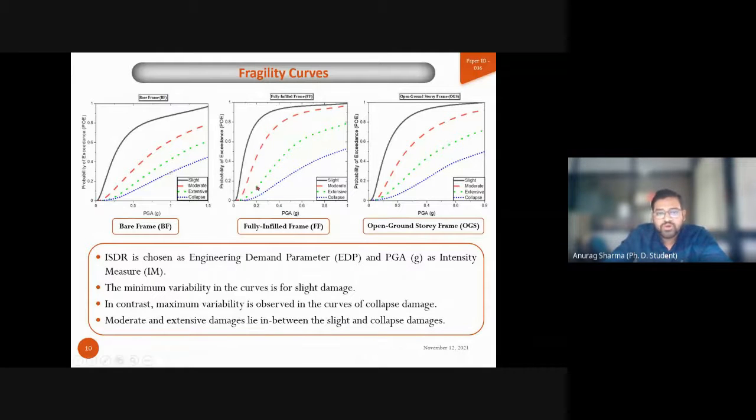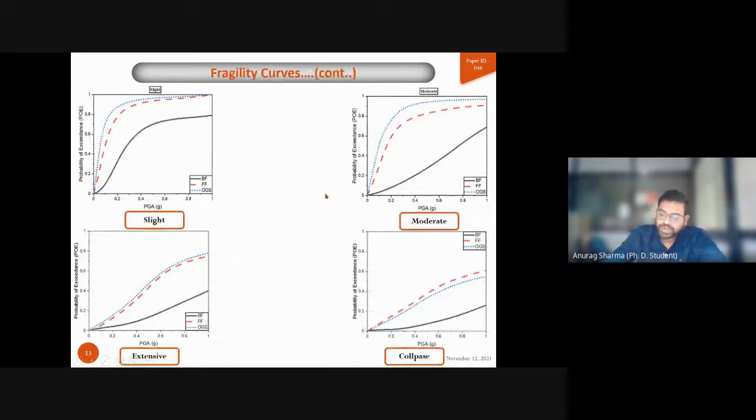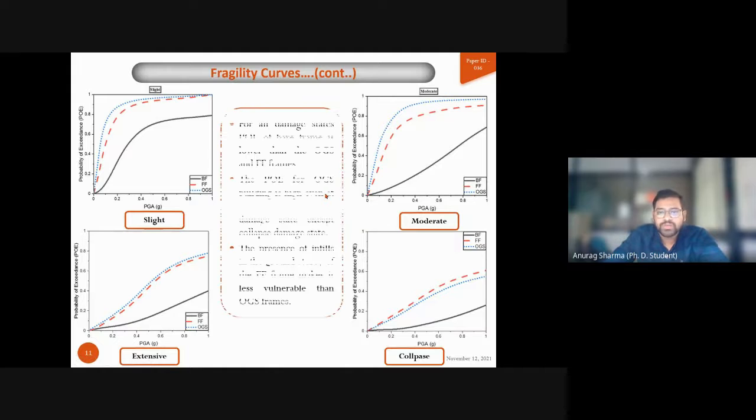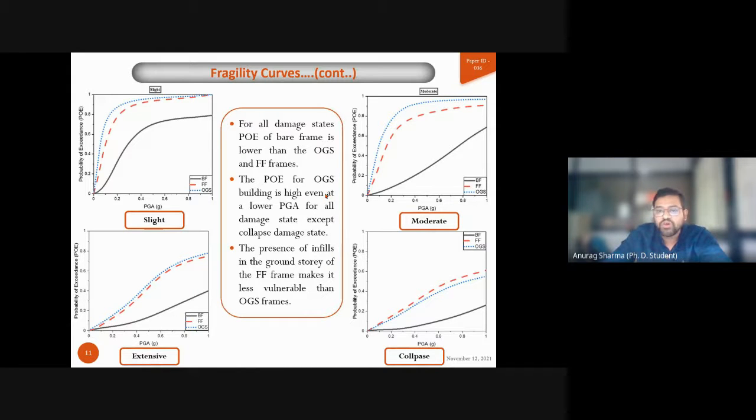From the figures, what we observed is that the minimum variability in the curves is for the slight damage, whereas the maximum can be observed for the collapse damage, and moderate and extensive lie somewhere between slight and collapse damage for all three frames. Also, in the study, we have compared the POE for the particular damage state. From the figures, we observed that for all the damage states, the POE of bare frames is lower than the OGS and FF frames.